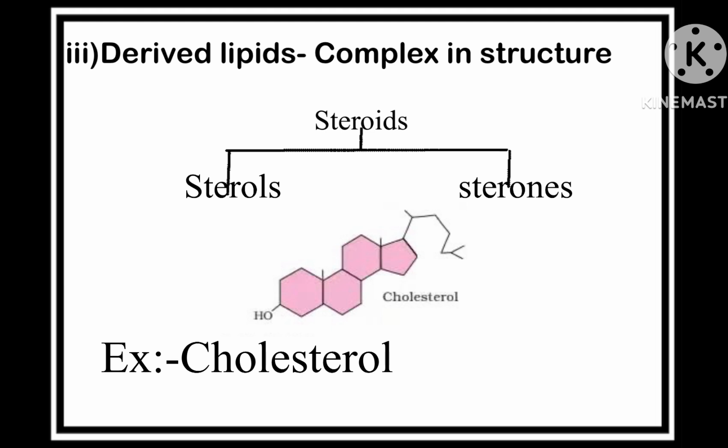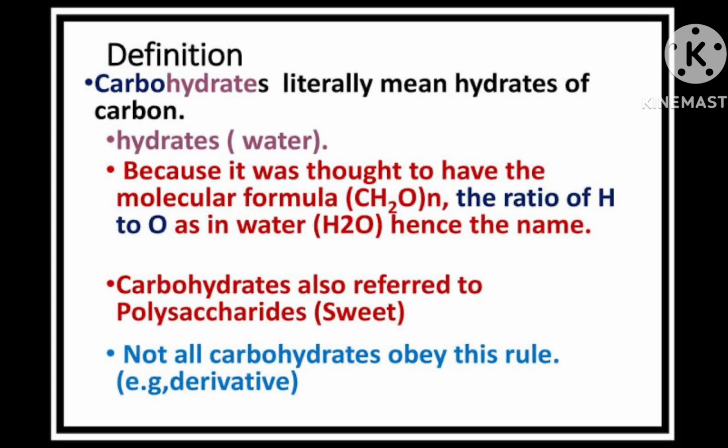Now the next steroids are sterones, which are ketonic steroids. For example, we have sex hormones like testosterone, the male sex hormone, and estrogens, the female sex hormones, and adrenocorticoids, and some hormones of insects also. Moving towards another important part of this chapter, which is carbohydrate. Simply, they are the hydrates of carbon.